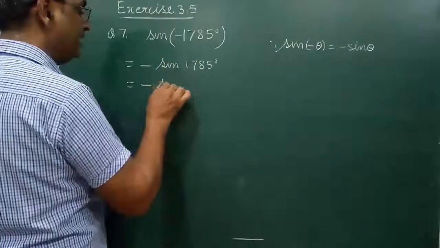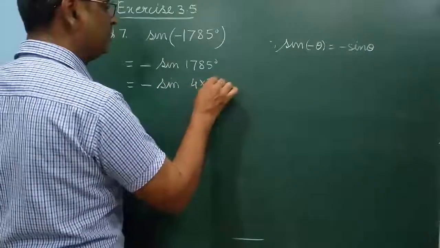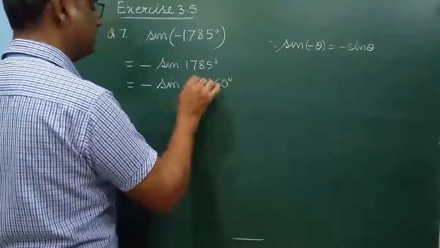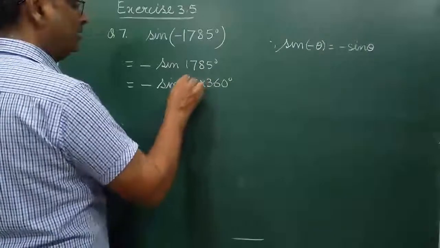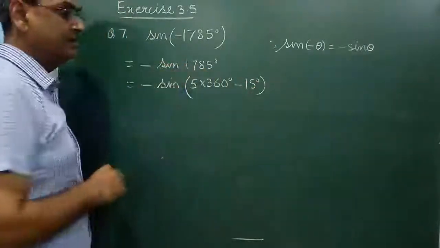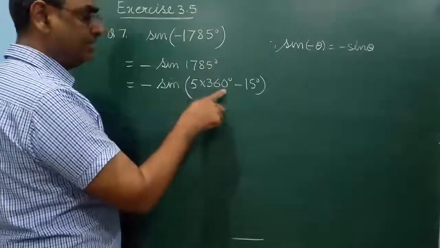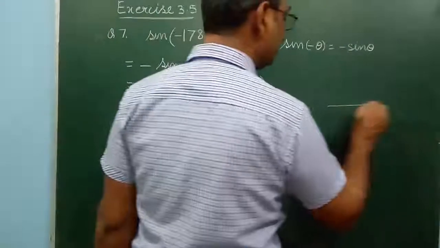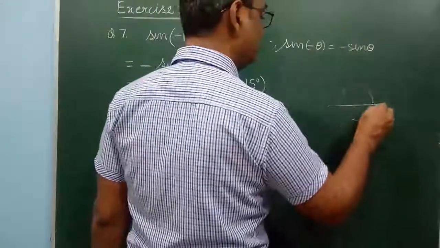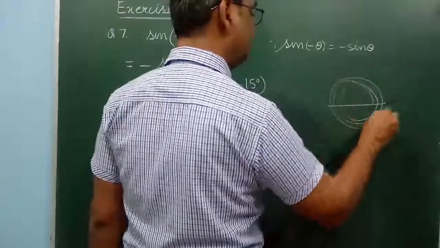Now this we can write as sine 4 into 360, 5 into 360 minus 15, 1800 minus 15 degree. So this will give you 1800. 1800 means how many turns? 2 pi, 4 pi, 3 turns.